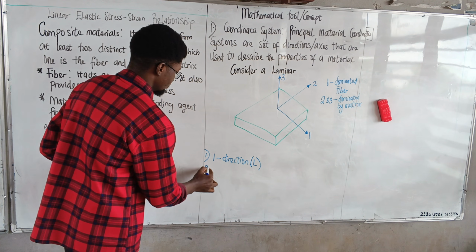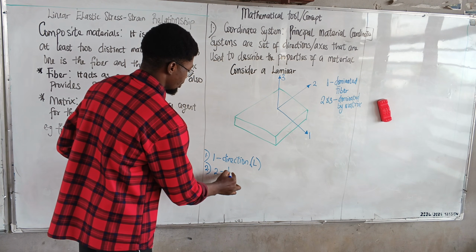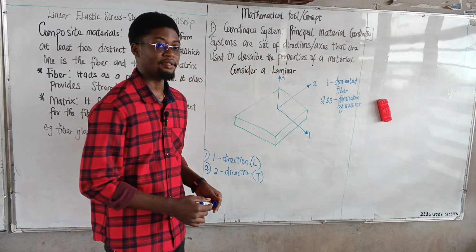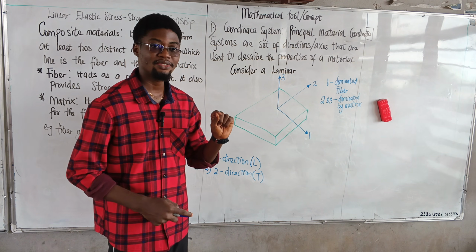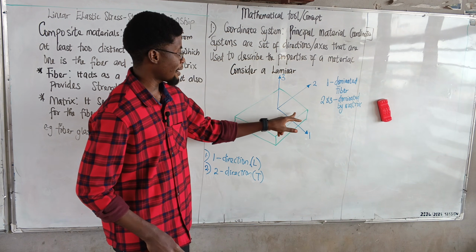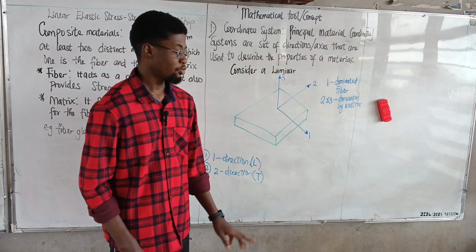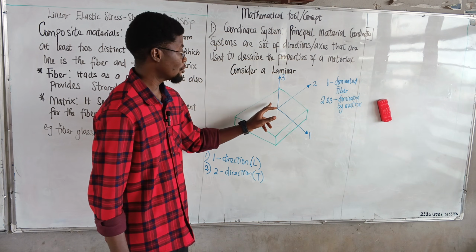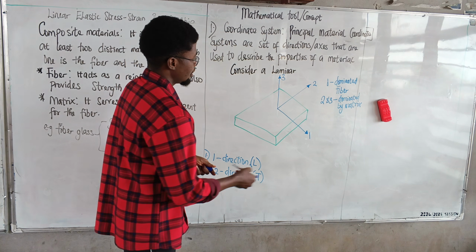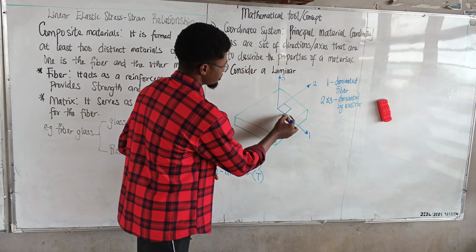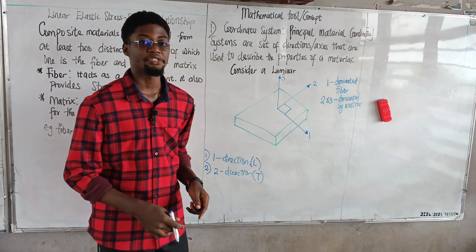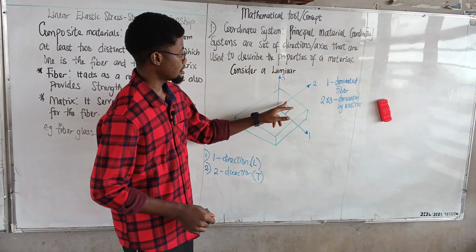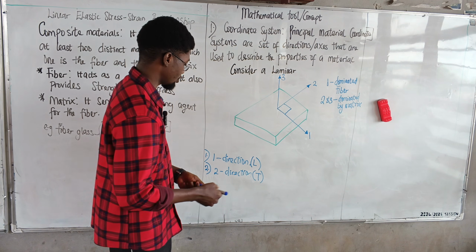Now the second one is called the 2 direction, which is what you are seeing here. For the 2 direction, we put a T here. Everywhere you hear 2 direction, it is the transverse direction. The 2 direction is perpendicular to the fiber direction. So the 2 direction is perpendicular to the fiber direction in the layer of the lamina, so in the plane of the lamina.